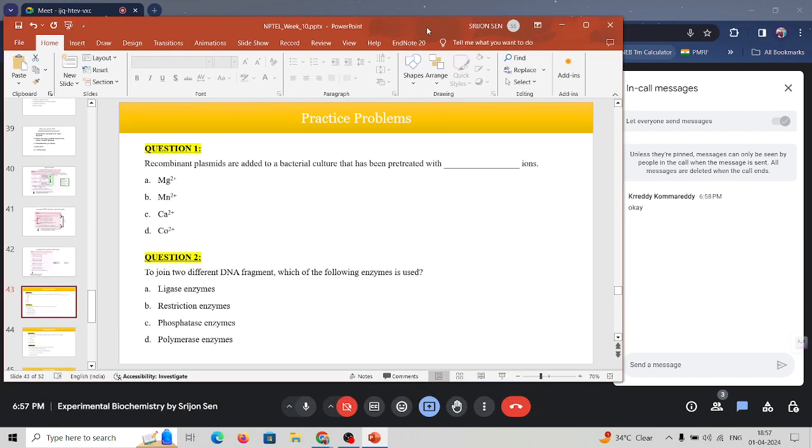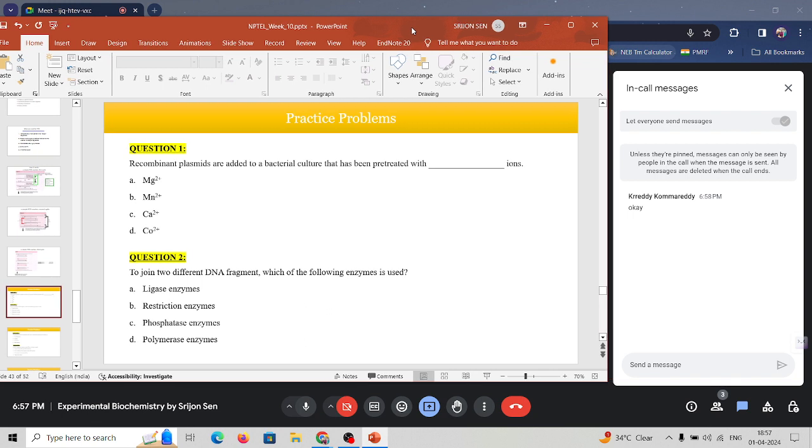The first question is: recombinant plasmids are added to a bacterial culture that is pre-treated with dash ions. Yes, so recombinant plasmids are added to a bacterial cell culture that is competent for taking up plasmids from the medium. So that culture is made competent by treating it with calcium chloride or the calcium ions.